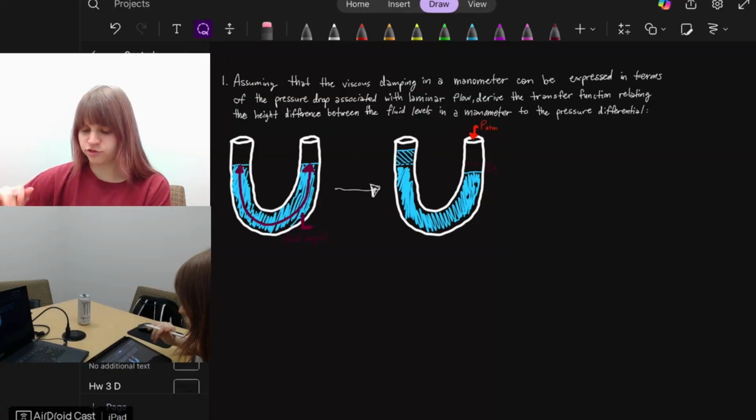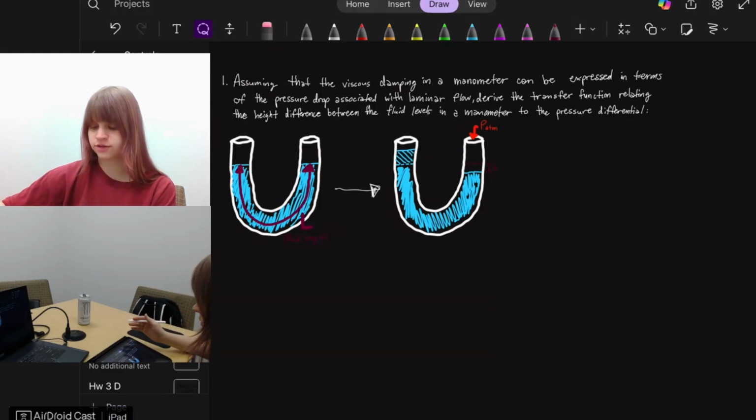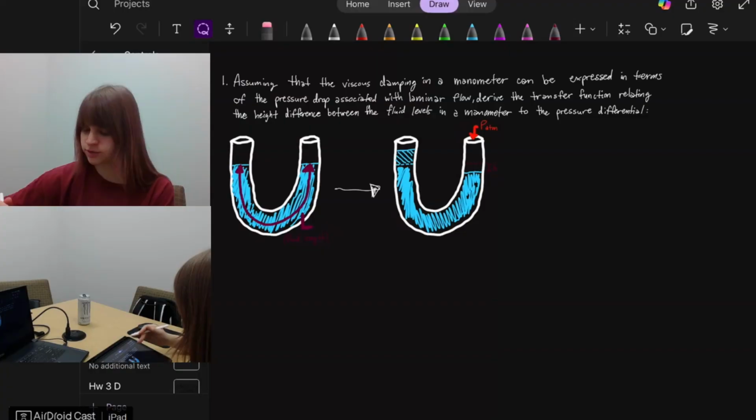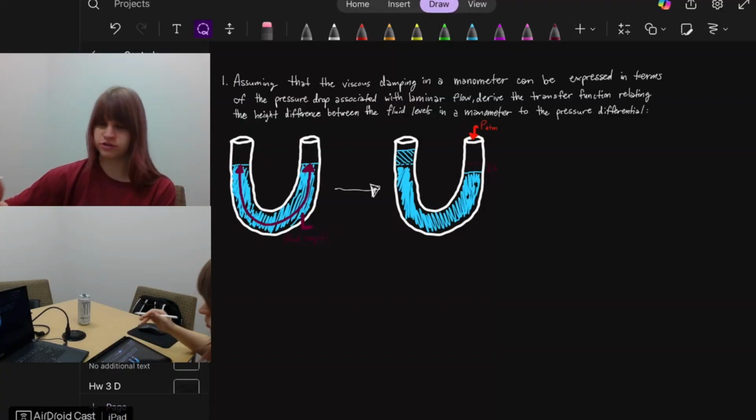I went ahead and drew this out beforehand, but basically we are assuming that the viscous damping in a manometer can be expressed in terms of the pressure drop associated with laminar flow, and we want to derive the transfer function relating the height difference between the fluid levels in a manometer to the pressure differential.